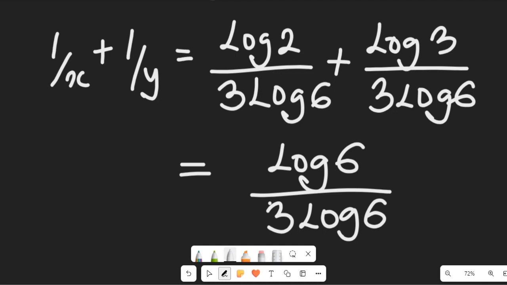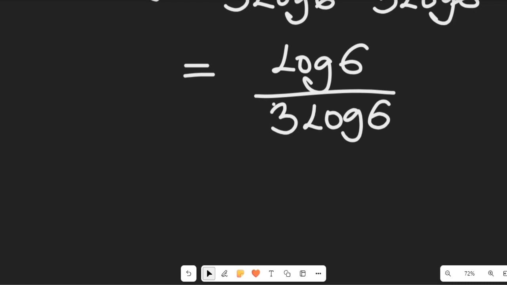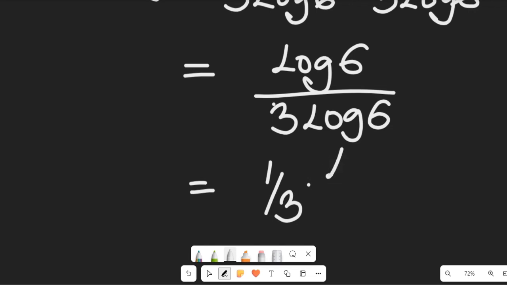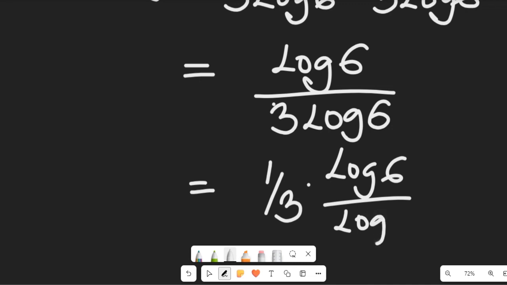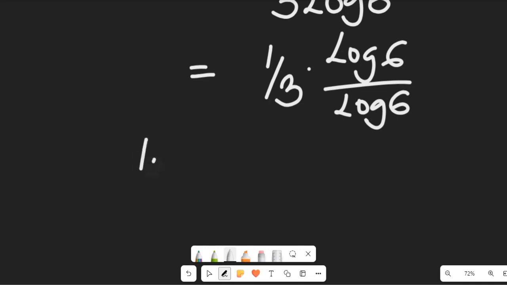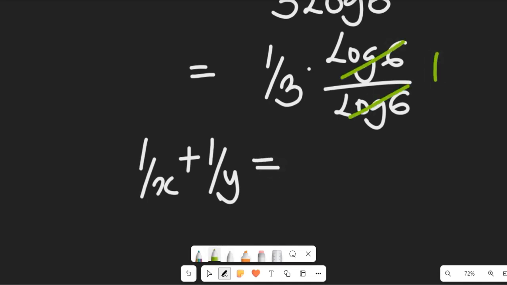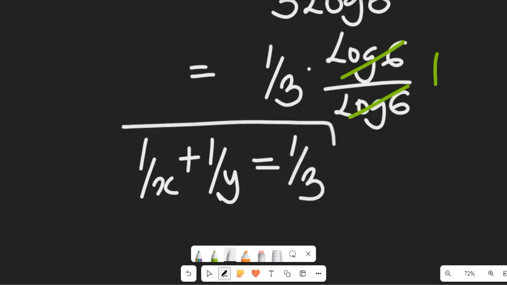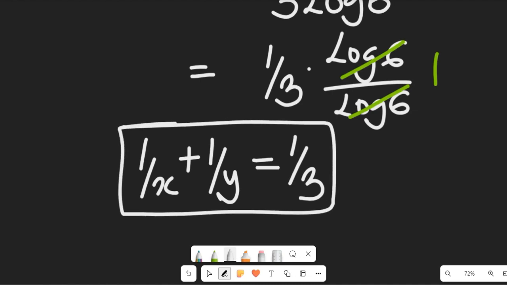So if we simplify this further, this will be equal to 1 divided by 3 multiplied by log of 6 divided by log of 6. And log of 6 divided by log of 6 will be equal to 1. So that simply tells us that 1 divided by x plus 1 divided by y will be equal to 1 divided by 3. And that's the solution to that equation.